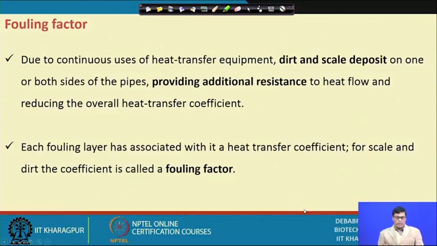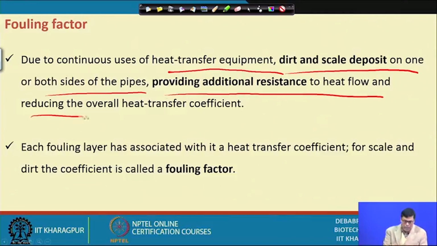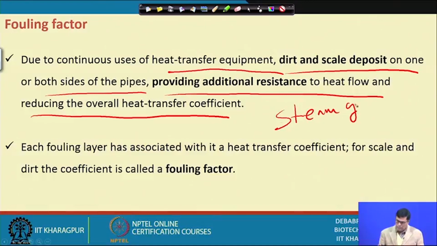The fouling factor is another important thing that we have in heat transfer. Due to the continuous use of the heat transfer surface equipment, dirt and scale deposit on one or both sides of the pipe, providing additional resistance to the heat flow and reducing the overall heat transfer coefficient. Now, I can take the example of the steam generator. In a steam generator, the major problem is scale formation in the boiler tubes.